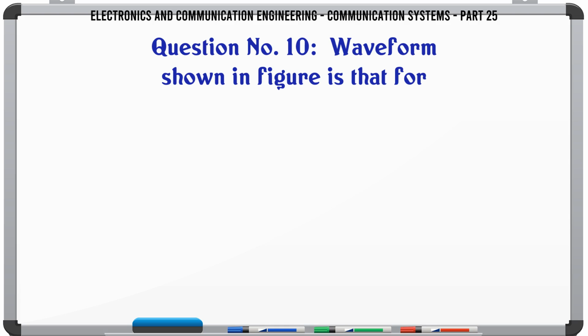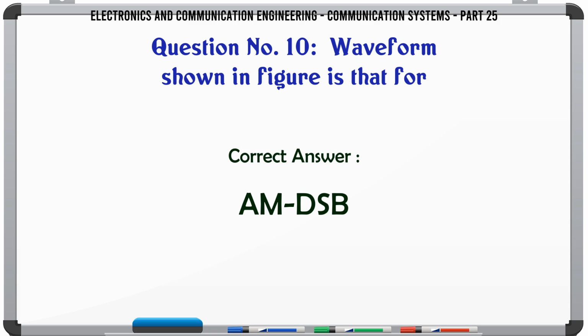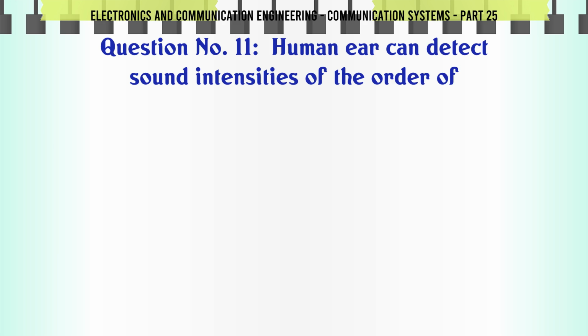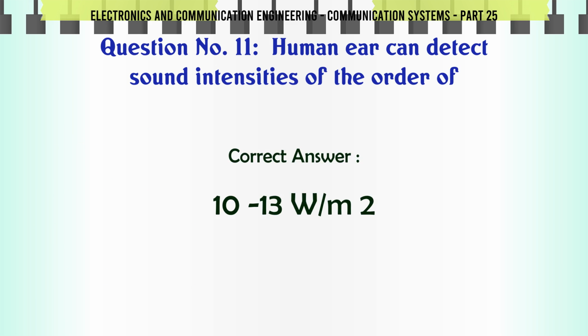Waveform shown in figure is that for A. FM. B. PCM. C. AM DSB. D. AM SSB. The correct answer is AM DSB. Human ear can detect sound intensities of the order of A. 10^-4 watts/m². B. 10^-8 watts/m². C. 10^-13 watts/m². D. 10^-18 watts/m². The correct answer is 10^-13 watts/m².